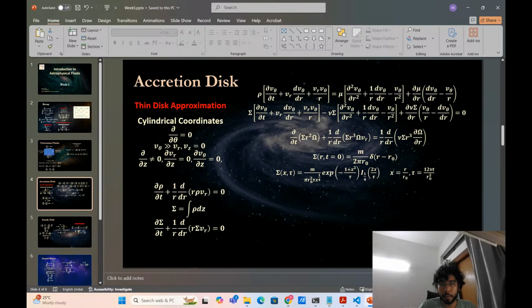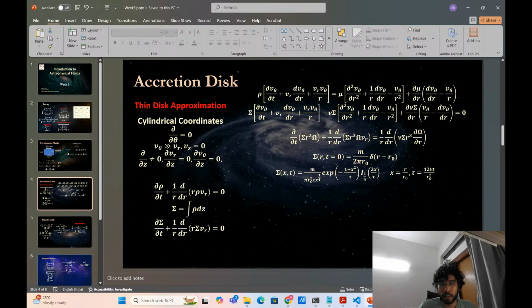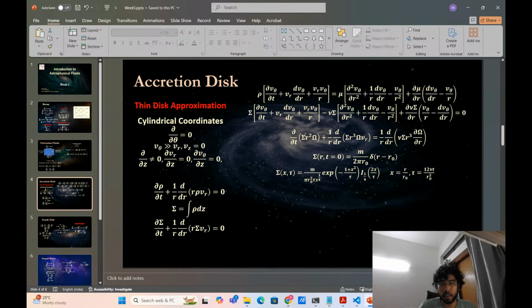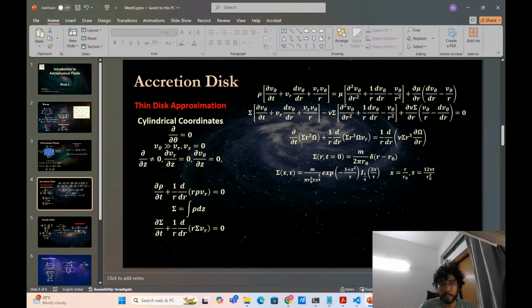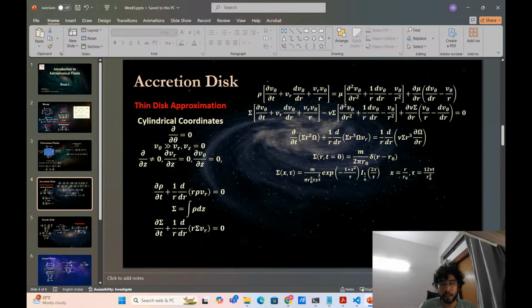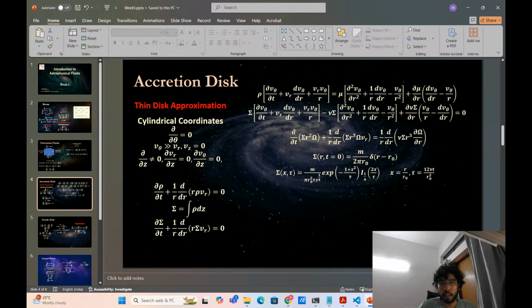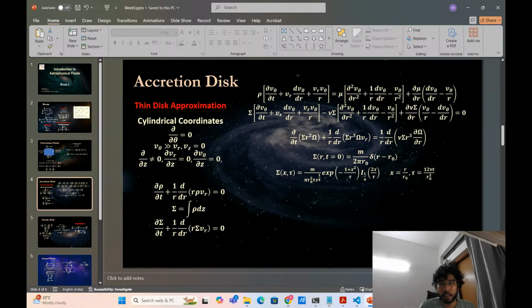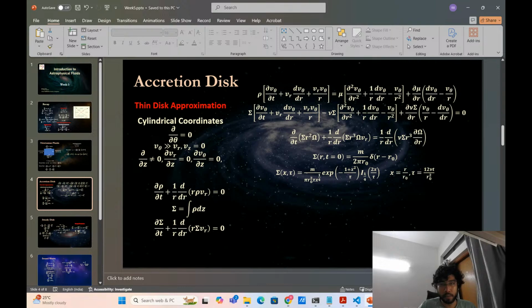If you take omega as a function of r, and similarly, if you neglect Vr with respect to omega, which is very small, you can get a very good approximation of the sigma as a function of radius and time. So sigma is a function of r and t. Given the initial conditions, you can obtain the value of sigma.